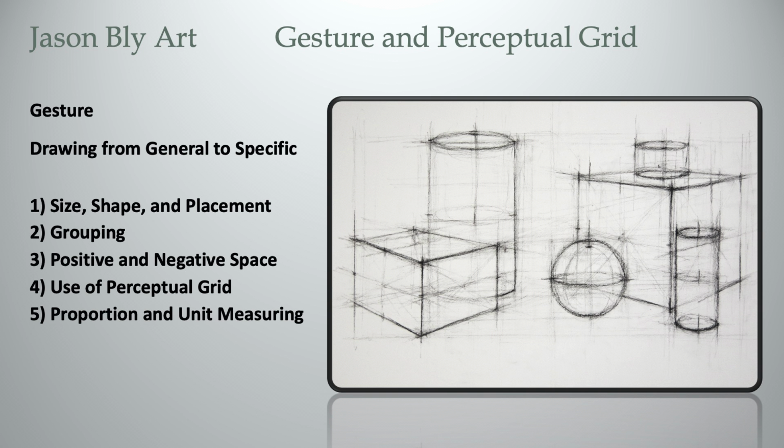Today we're going to talk about using gesture drawing as a way of building a still life, from general to specific. So starting off looking for very loose ideas of size, shape, and placement, and at the same time considering grouping. Number 3, looking for positive and negative space. Also looking for use of perceptual grid to double check work. And then finally proportion and unit measuring as another way of double checking that same work.